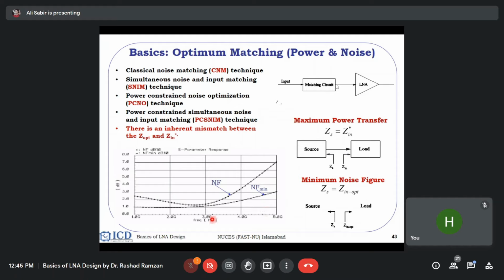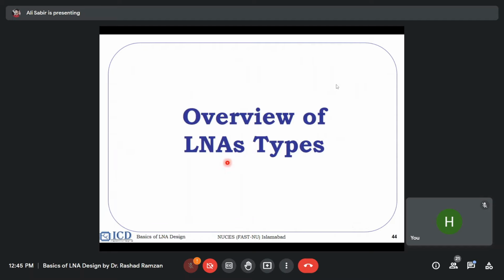So for narrowband design, we maintain the things in such a way that at a desired frequency, the power match noise figure and noise match noise figure become almost equal, and you get the minimum noise figure. For wideband design, we cannot do that. So this is a second big issue in the wideband design. So with this slide, we finish our quick review of the basics.